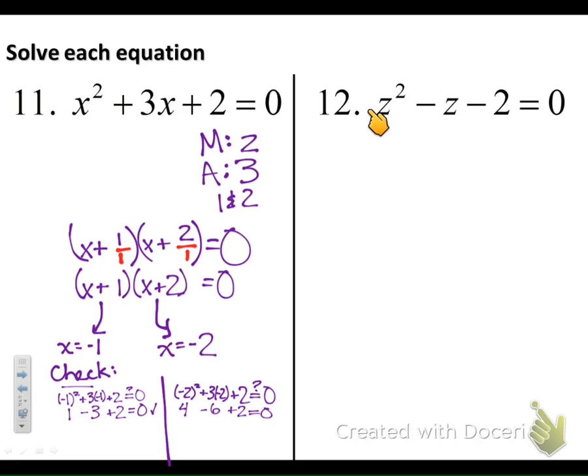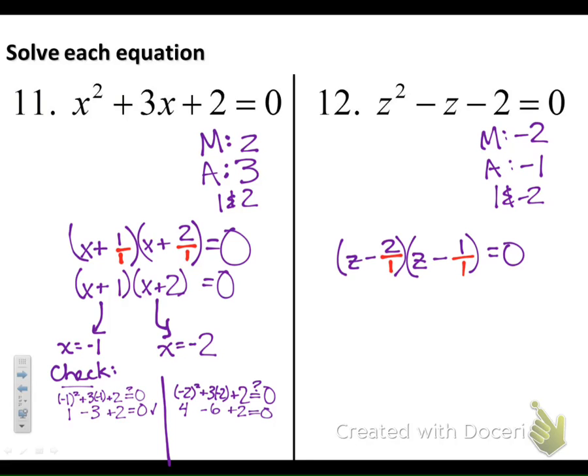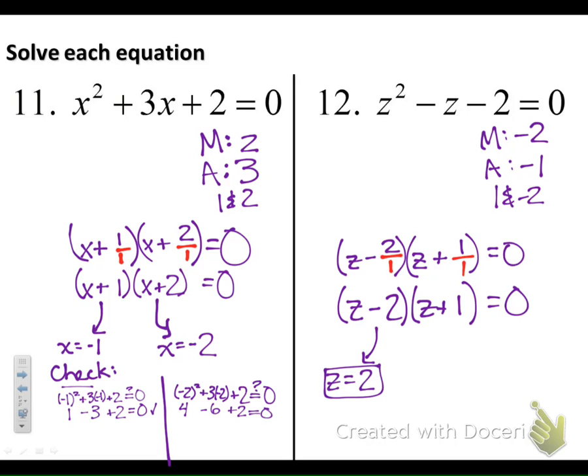In the next one, you figure out, well, what multiplies to negative 2 and adds and gives me the middle coefficient, negative 1? Should be a plus 1. In that second expression, if that had to represent our 0, z would have to be negative 1.